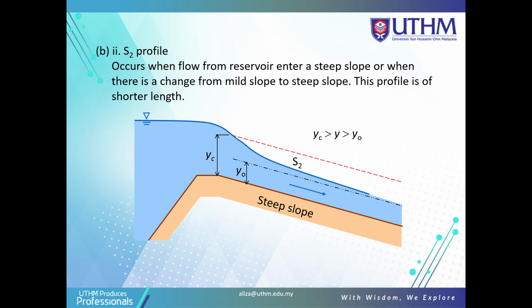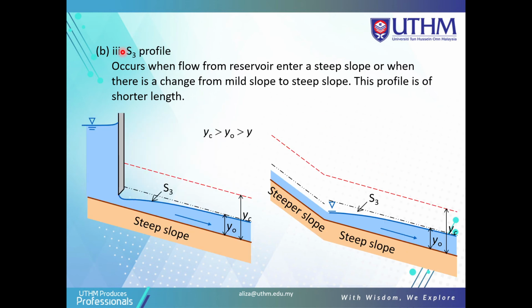Okay, this is S2 here, which occurs when flow from a reservoir enters a steep slope or when there is a change from mild slope to steep slope. So you just remember this one. Okay, so from the reservoir here, this is the reservoir, and it enters the steep slope here. So this is the S2 profile.